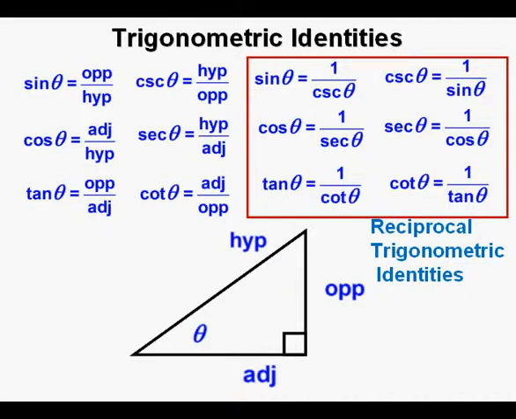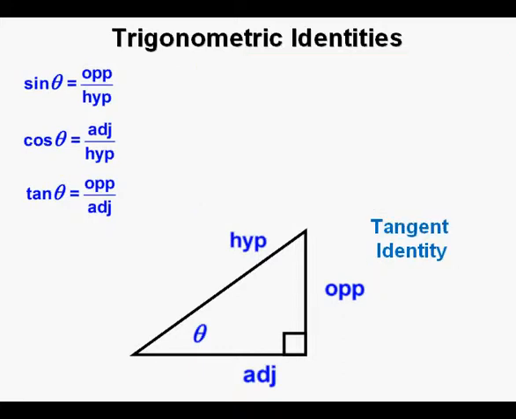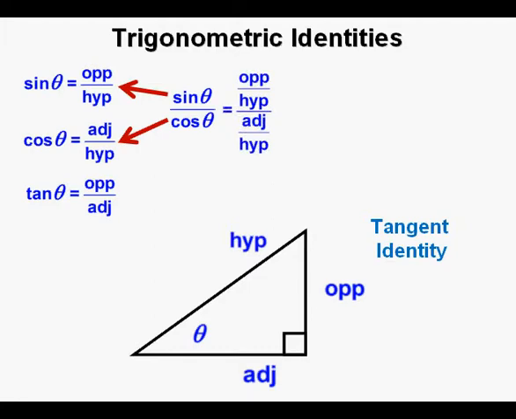Let's develop yet another identity, one I call the tangent identity. Let's look at sine theta divided by cosine theta. We can see that sine theta equals opposite over hypotenuse, and that cosine theta equals adjacent over hypotenuse. And so sine theta over cosine theta equals opposite over hypotenuse over adjacent over hypotenuse. And since dividing by a fraction is the same as multiplying by its reciprocal, this equals opposite over hypotenuse times hypotenuse over adjacent.